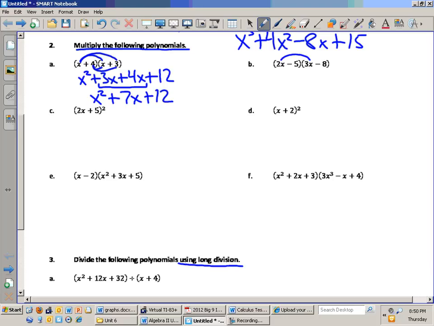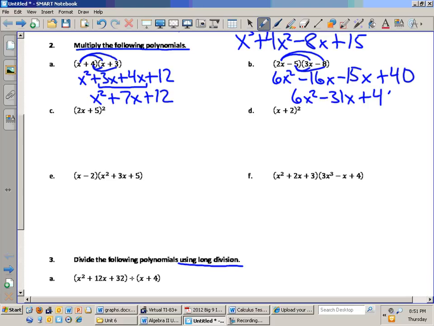Next one, I again distribute each term to each term. So it's 6x squared, minus 16x, negative 15x, plus 40. So that's 6x squared minus 31x plus 40. That's my answer.